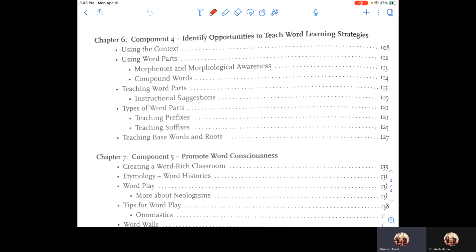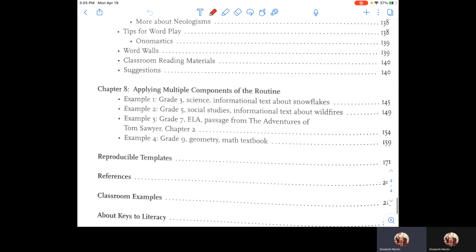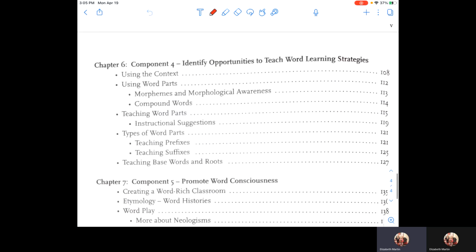Welcome to part 3 of the book study. This is going to cover chapters 6, 7, and 8, and the rest of the book over the templates and references and things like that.